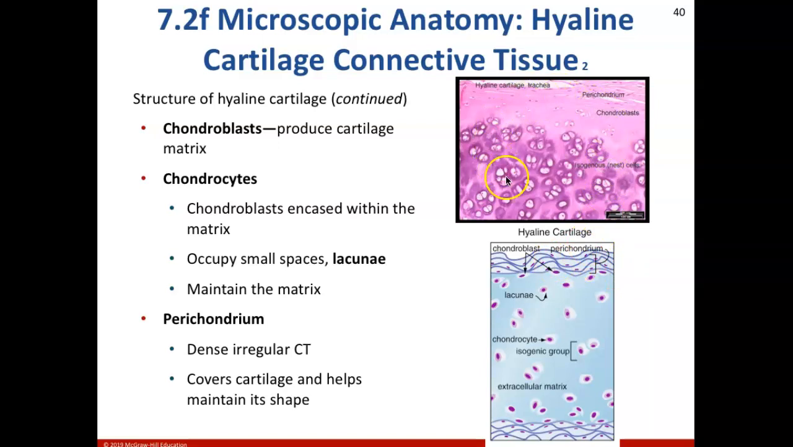So here is a histology slide of hyaline cartilage, and you could see in this outer portion, or the periphery, we have the perichondrium. We've got our chondroblasts that are building the cartilage matrix, and then the cells, or the chondroblasts, that get stuck within the matrix become our chondrocytes.